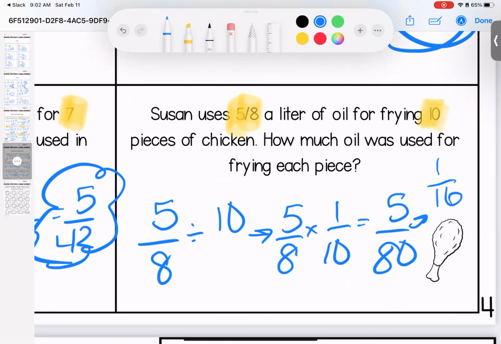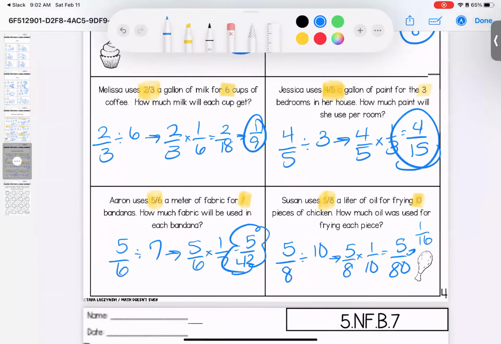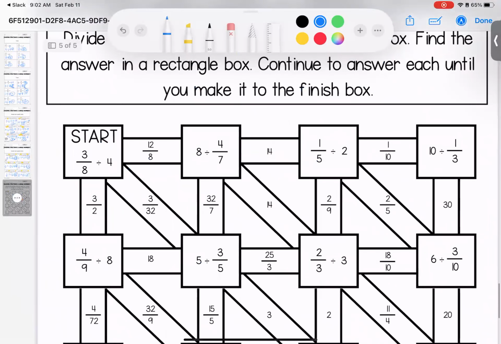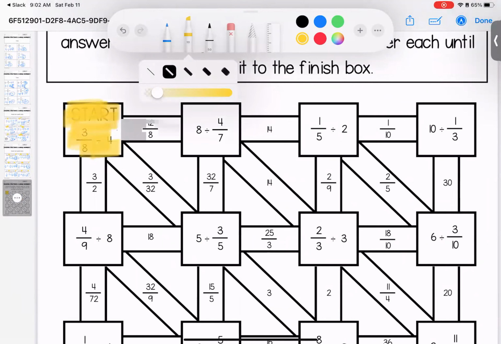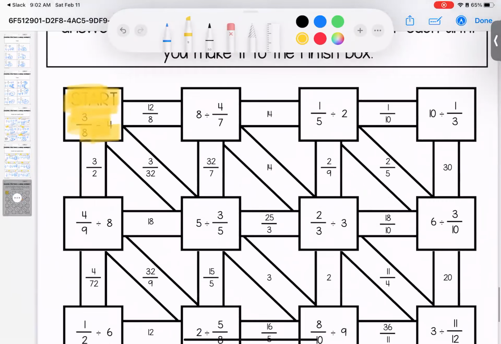Any questions? Bring them with you to class. All right, kiddos, here's another puzzle box for you. And I'm going to show you the path, but if you have any questions, let me know. So remember, we do our start box first. And what we do is we just follow the answer all the way through.